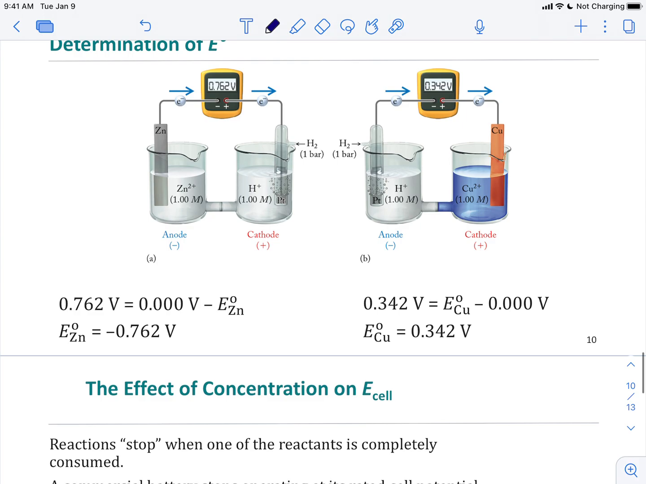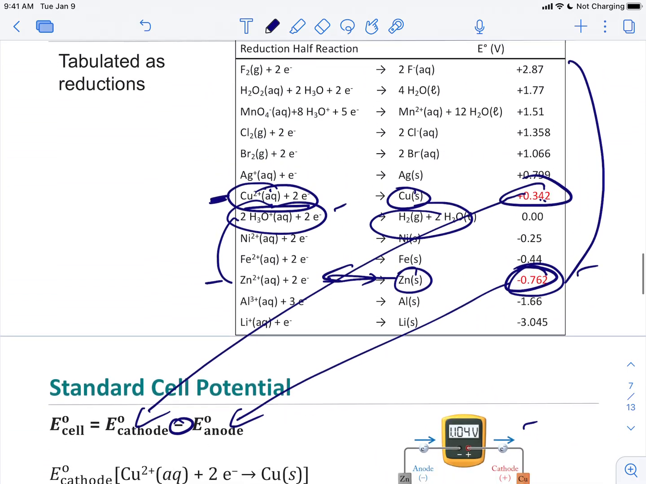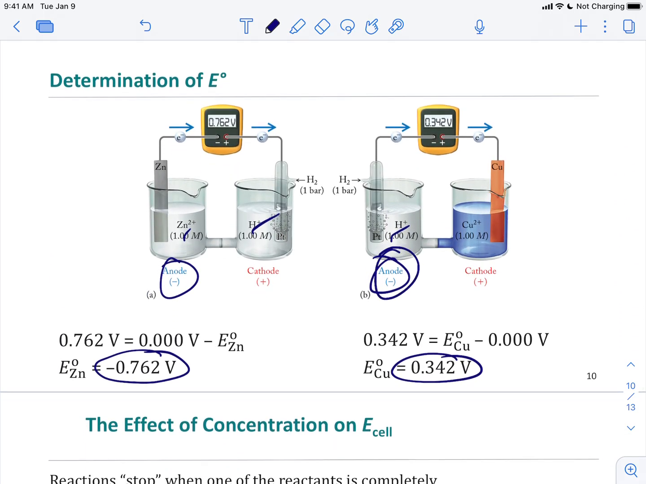And that's what we're doing here. We're showing you how these values are tabulated. You set up a cell in each case with hydrogen, but in one case, the anode is going to be zinc. In the other case, the anode is going to be hydrogen, where oxidation takes place. So zinc proceeds as the oxidation when paired with hydrogen, and copper proceeds as the reduction when paired with hydrogen, and the hydrogen proceeds as the oxidation.